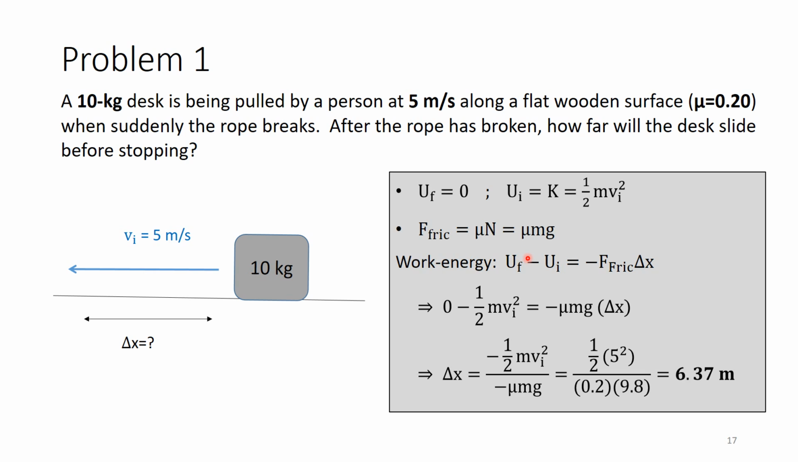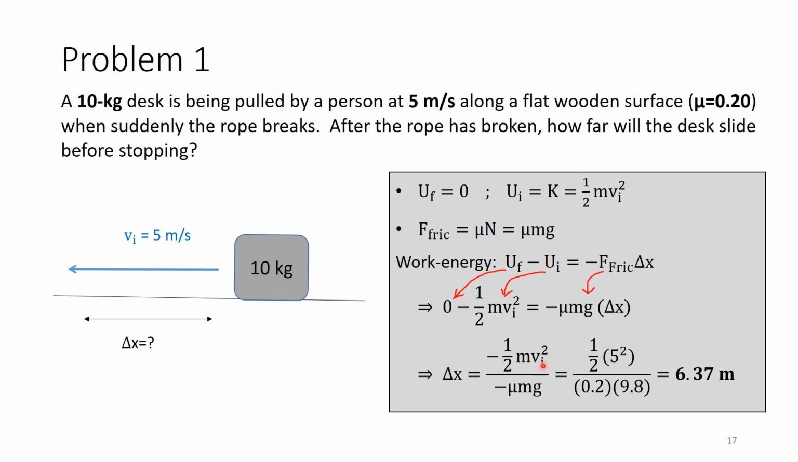So you use the equation for energy and friction, work and energy from the previous slide, that U final minus U initial equals negative friction times delta x. And then plug in the quantities here. So final energy is 0, initial energy is half mv squared, and work done by friction is negative mu mg delta x. Okay, so we are trying to solve for delta x, that's over how much distance friction acts before the object comes to rest, comes to the final state.